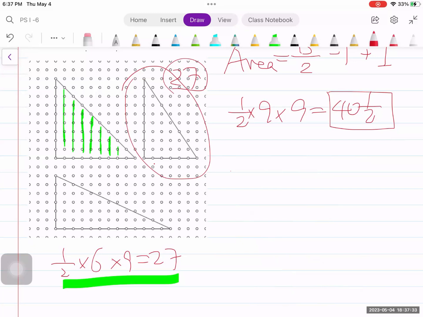Okay. How many points are on the boundary? I counted 18 in all. Okay, so I think this one is 10, right? I agree, it's 18. And this one is 6. Right? Then you have 2 points there. Good. I think I agree. It's 18, right? So how many are inside?